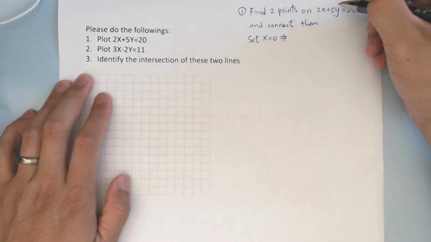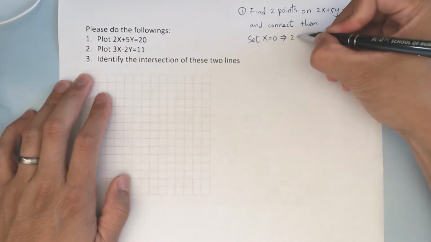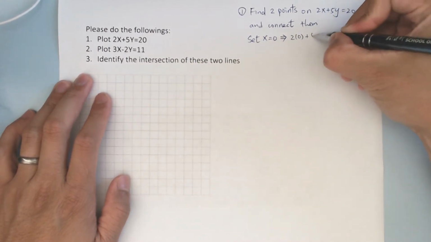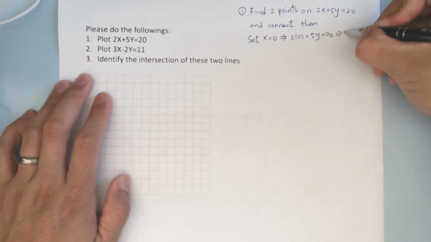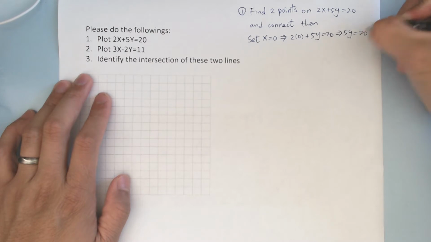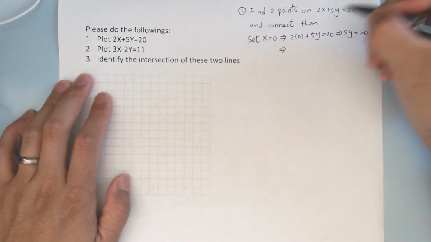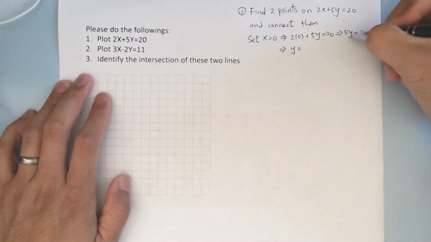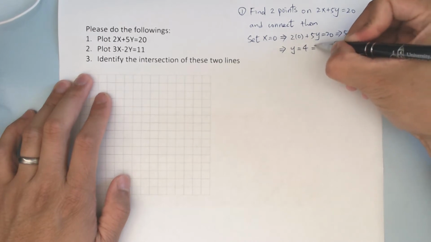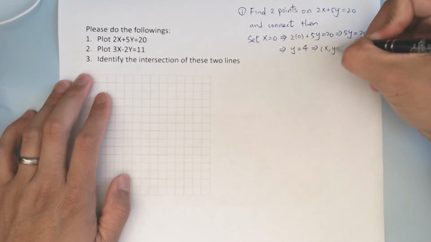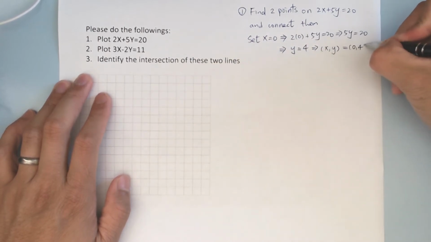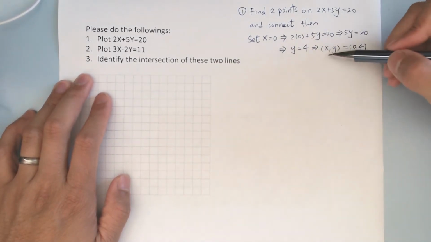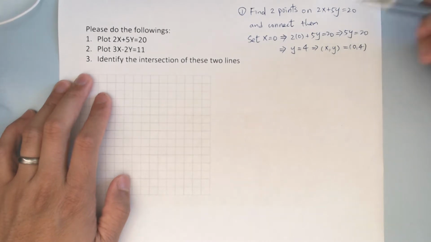I plug this into this equation. So 2 times 0 plus 5y equal to 20, which means 5y equal to 20. And this is equivalent to y equal to 4. So I have a point, 0, 4, which is on this line. So I have identified a point on this line.